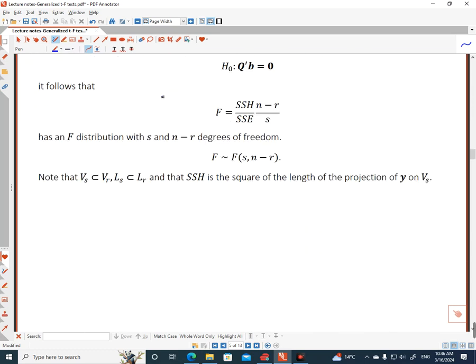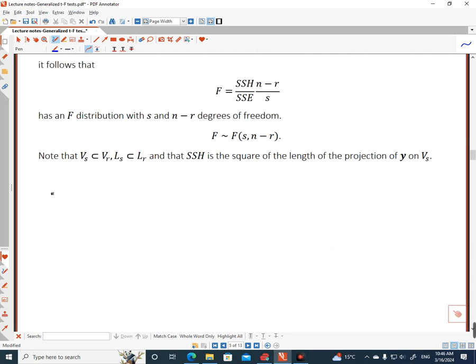If you remember from previous videos, let me write it. First of all, we have the error space, which is generated by the columns of E, which is of dimension n times n minus r.